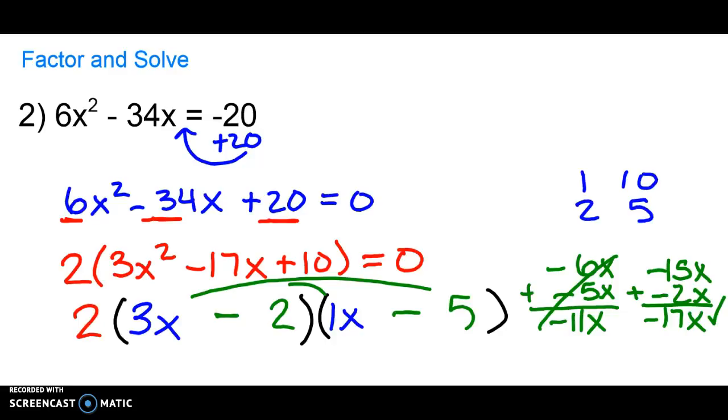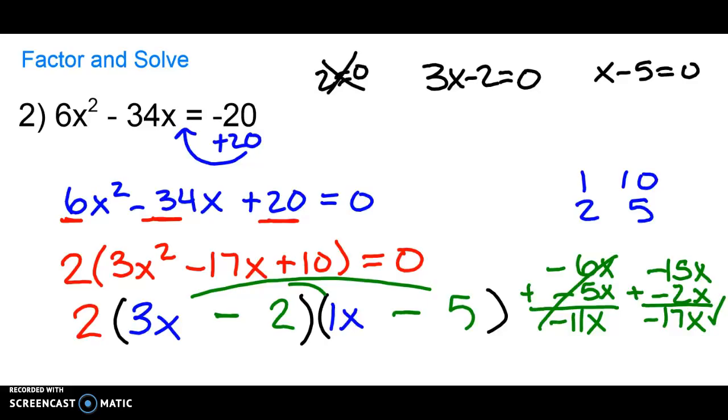All right, so now that I have it factored, I have to set each of those factors equal to 0. So I'm going to set 3x minus 2 equal to 0, and I'm going to set x minus 5 equal to 0. I am not going to set 2 equal to 0 because that does not make any sense. 2 does not equal 0. It technically gets divided out of the problem.